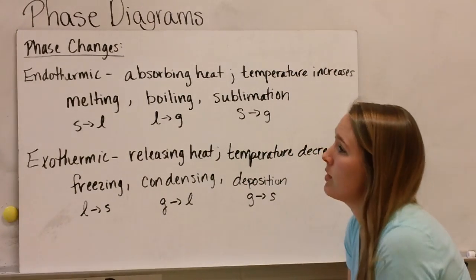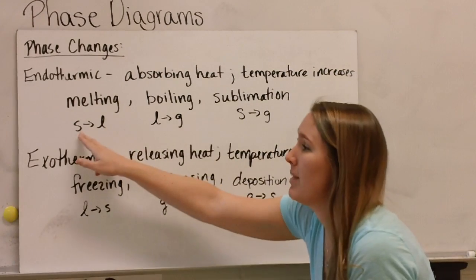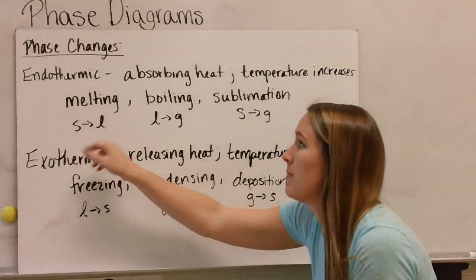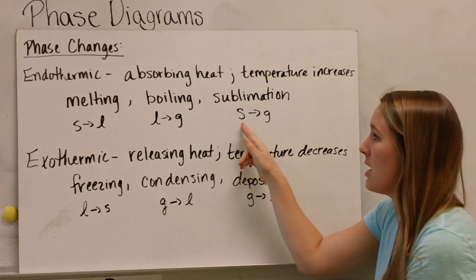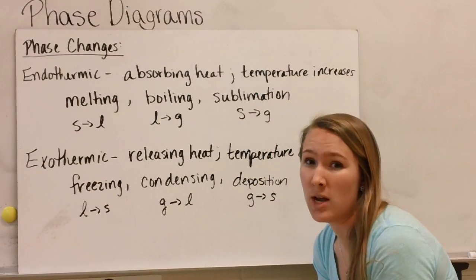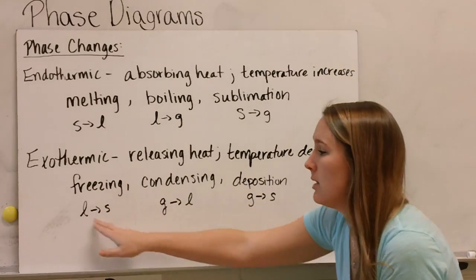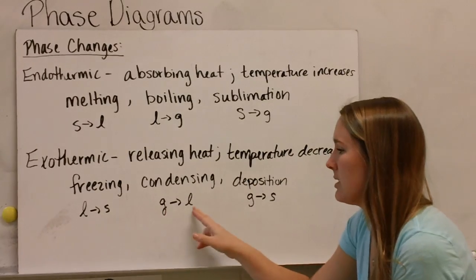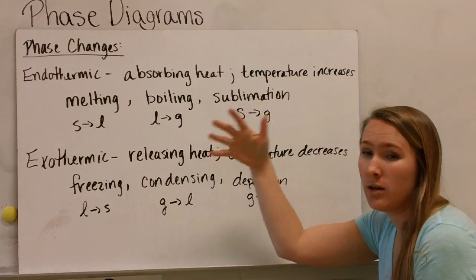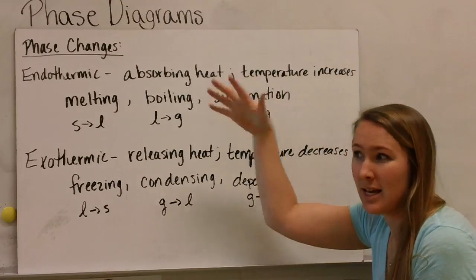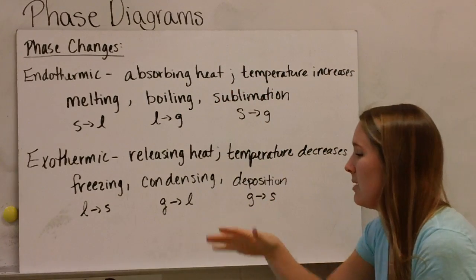The 3 endothermic phase changes are melting, from solid to liquid, because liquid molecules are moving around much more than solid molecules. Solid molecules are very stationary. Then boiling, from liquid to gas, and sublimation, from solid to gas. An example of this is dry ice, and that creates the fog. Exothermic examples are freezing, liquid to solid, condensing, gas to liquid, and deposition. Deposition is how snow is made. The water vapor in the clouds gets cold, and as it comes down, it becomes a solid.